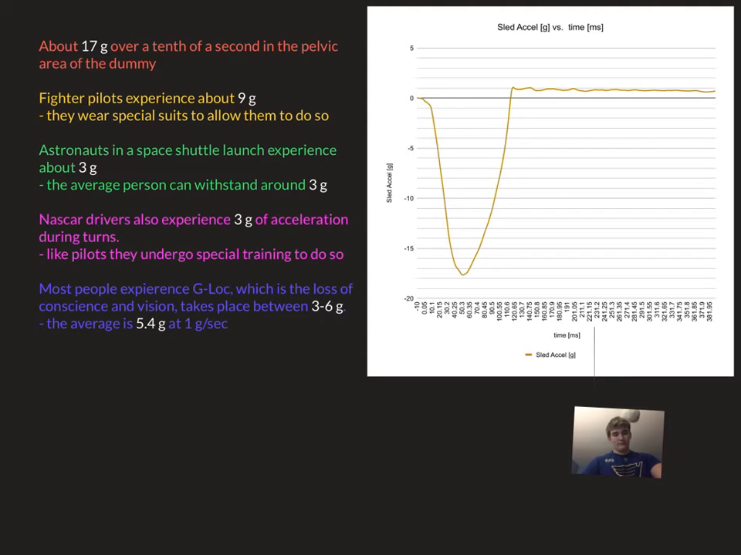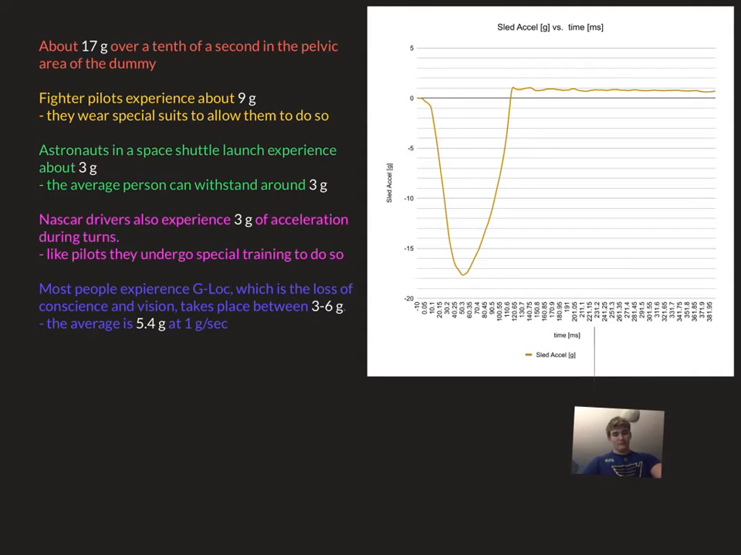So fighter pilots experience a little bit more than half of that. They experience about 9 G's while they're going into vertical climbs. And what that really means is fighter pilots are experiencing a lesser amount of G's, but they're also still experiencing more than the amount needed to put someone into G-lock, which we're going to talk about in a second. And they're able to do this because of the special suits, equipment, and training they get.